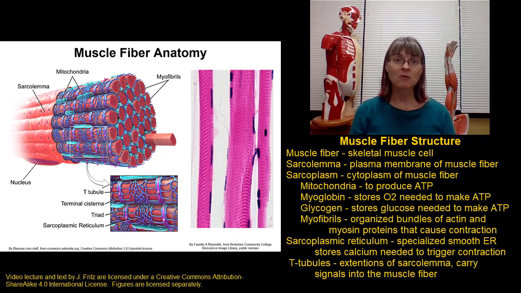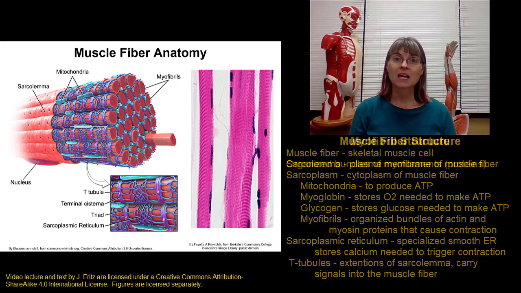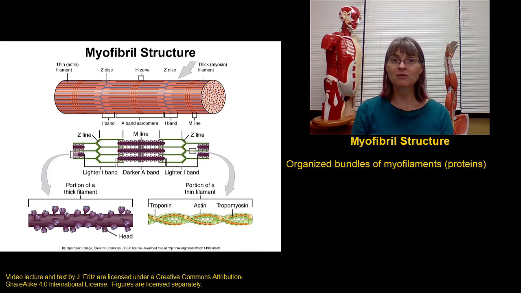To really understand how a muscle fiber works, we have to take a closer look at the myofibrils. When we take a close-up look at a myofibril, we can see some of the proteins that make up the myofibrils. Myofibrils are made of bundles of proteins. The proteins that make up the myofibril are called the myofilaments. And there are 3 different types of myofilaments that I want you to know about.